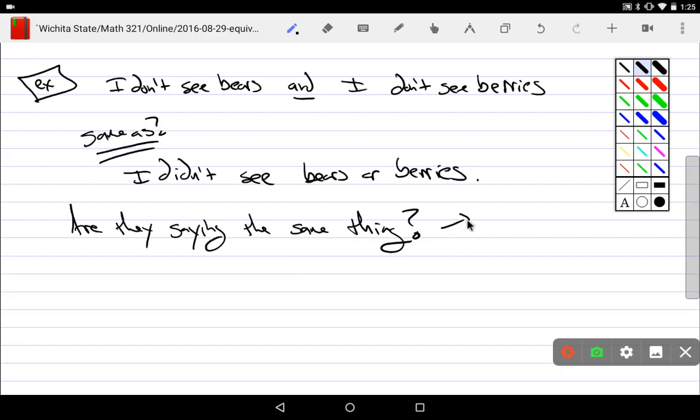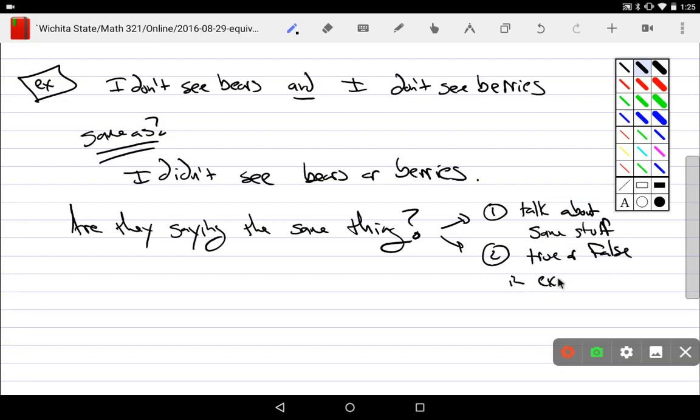Well, one, you better talk about the same stuff. And both are talking about bears and berries and whether or not you see them. And the second would be, are they true or false in the exact same conditions? In other words, if the first is true, then the second is true. If the first is false, the second is false. If the second is true, the first is true. We're talking about whether they have the exact same conditions.